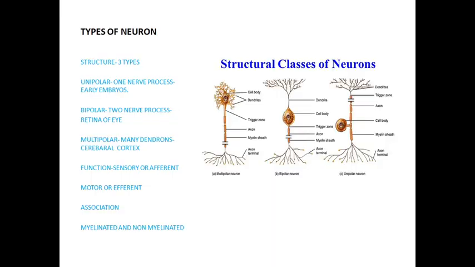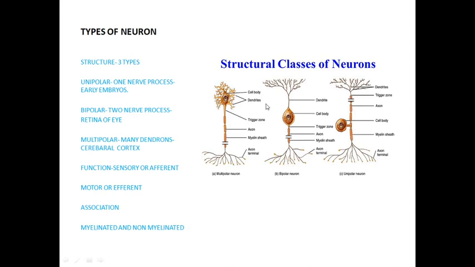Based on the structure, the neurons are classified into three types: unipolar neuron, bipolar neuron, and multipolar neuron. How it was classified: this one is called the cyton and this one is called the dendron. From the cyton, only one process arises, which acts as both dendron as well as axon. That is called a unipolar neuron. It occurs in early embryos.